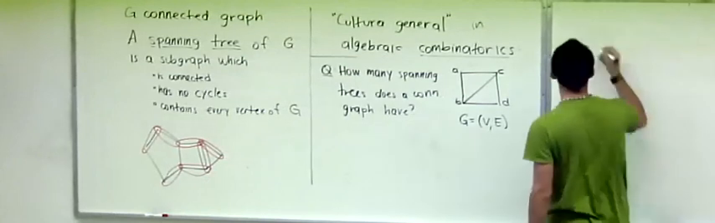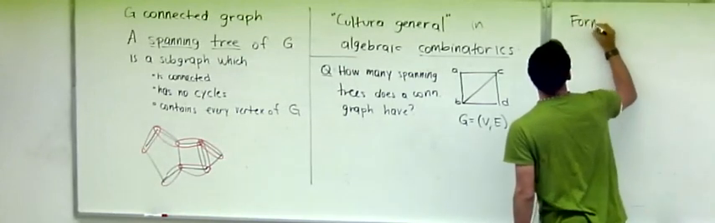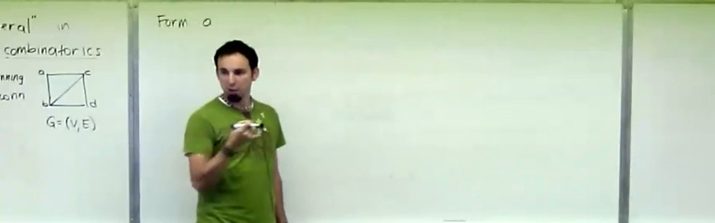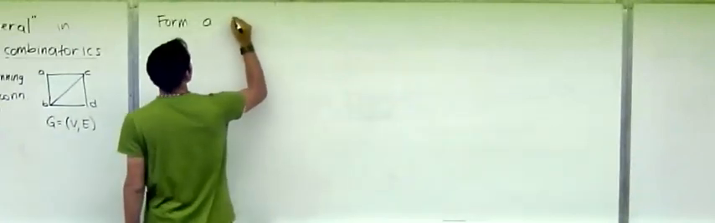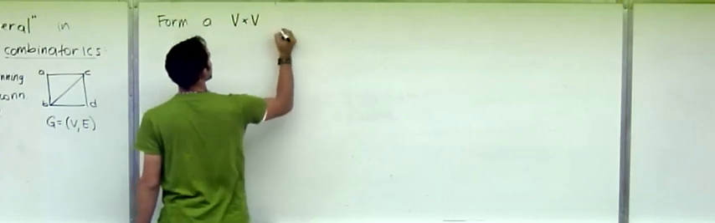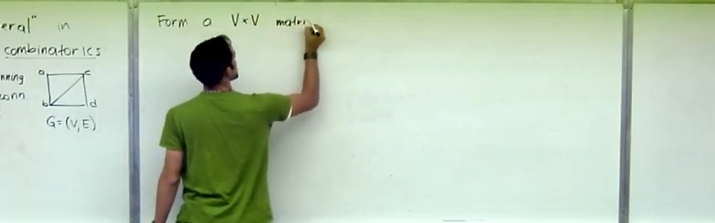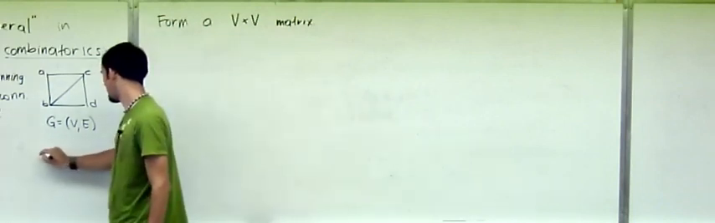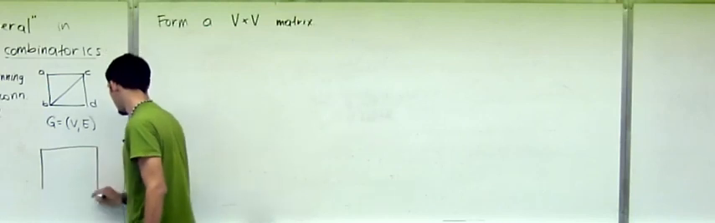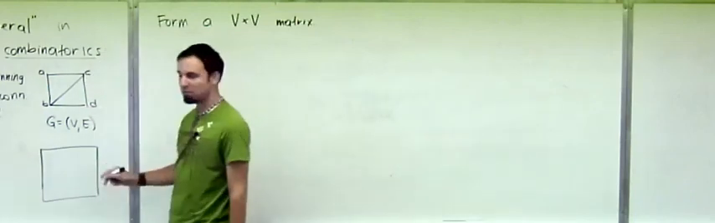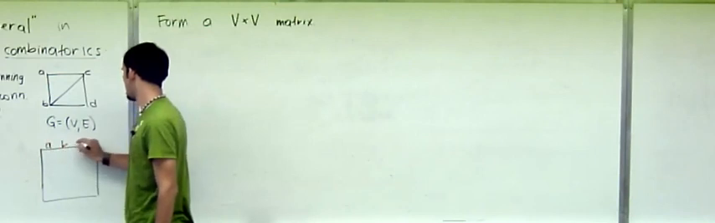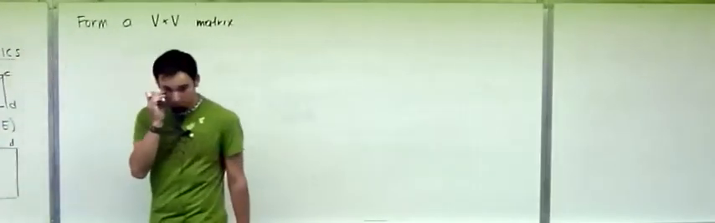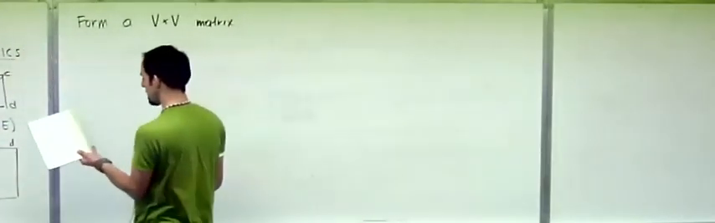So we're going to form a matrix, and it's going to be a square matrix of size the number of vertices. So for example, here I need to be building a 4x4 matrix where the rows and the columns are labeled by the vertices. Okay? I'm going to put numbers in this matrix, and I'll tell you what number you're going to put.